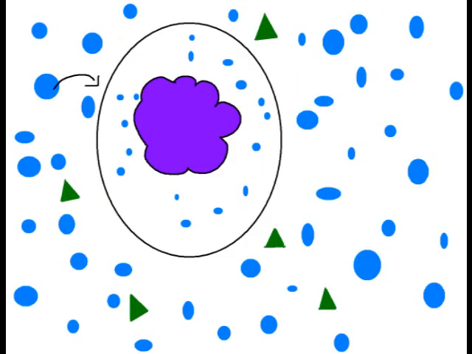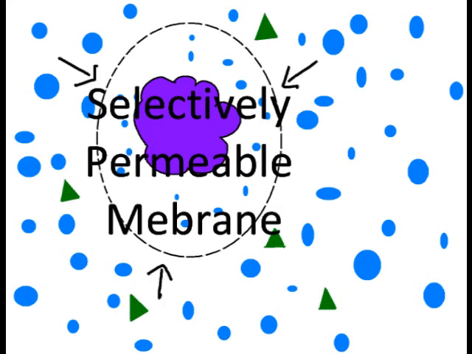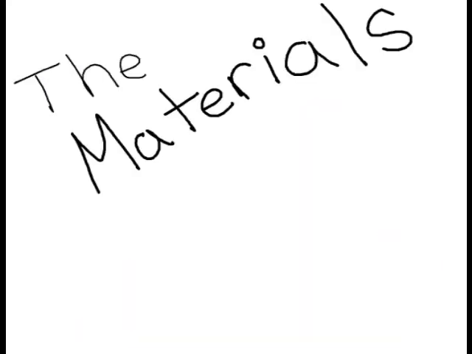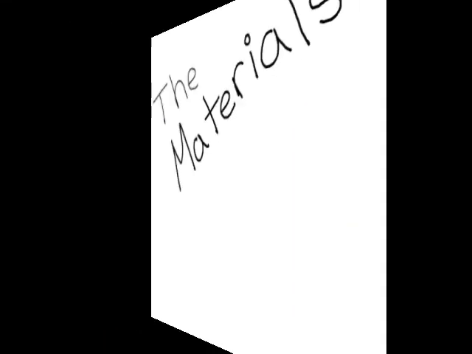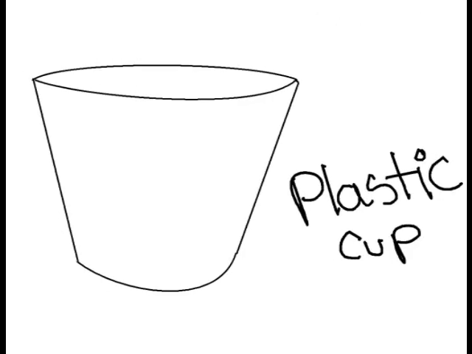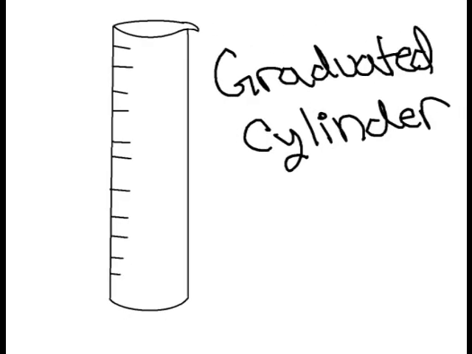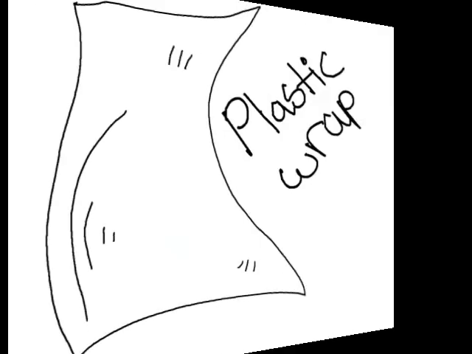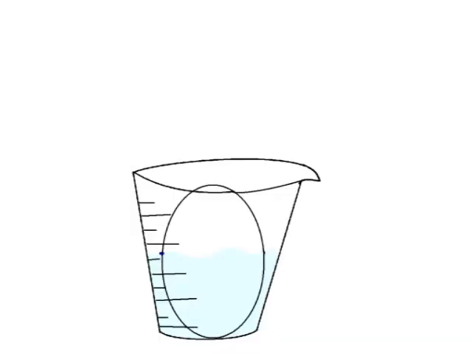because the molecules will travel from a higher concentration to a lower concentration through the pores of a selectively permeable membrane. The materials that were used or needed in this project are the egg, plastic cup, beaker, graduated cylinder, rubber band, and plastic wrap.